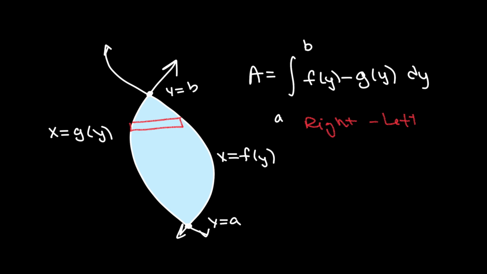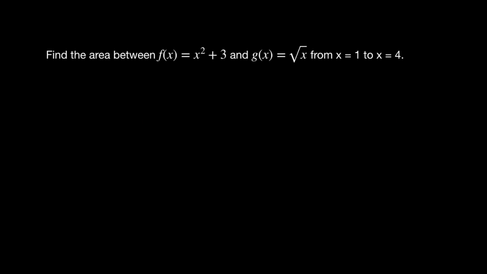All right, let's see how this works by doing some examples. Find the area between f of x equals x squared plus 3 and g of x equals the square root of x from x equal 1 to x equal 4.